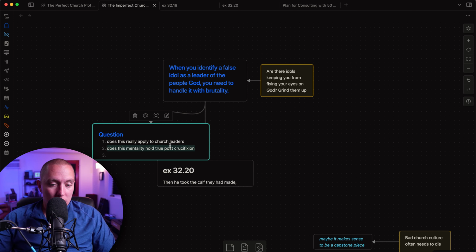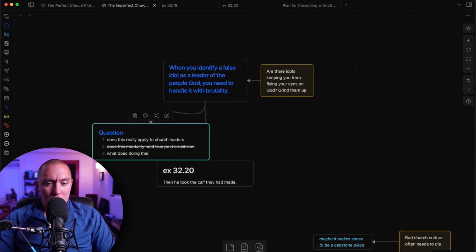Let me do it like this. But we're going to put it there. I want to make sure I'm documenting this. And then, are there any questions? What does doing this in today's context look like? You might say, what does doing this with a non-captive audience look like? And this would be the task of the hermeneutic here. So maybe we understand what the original text means, but how do we apply this? That would be the question here.